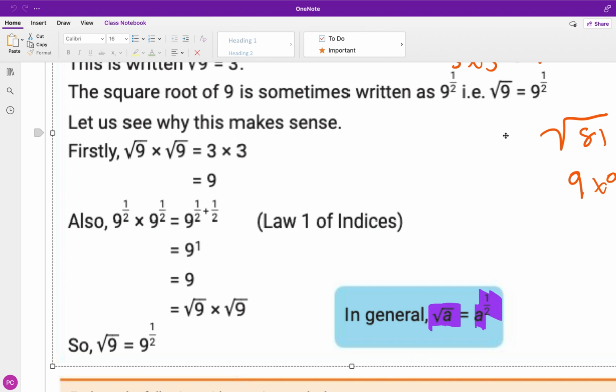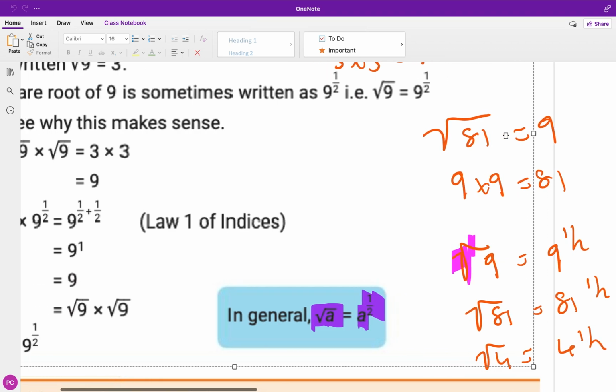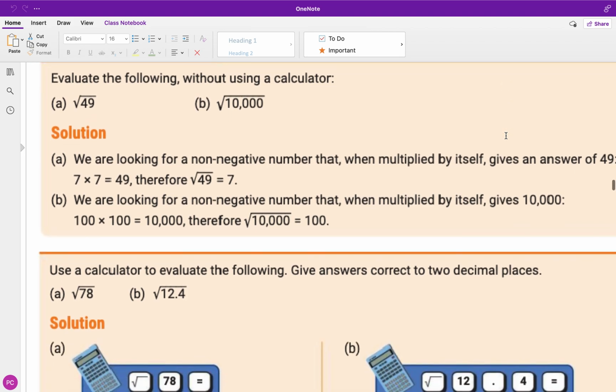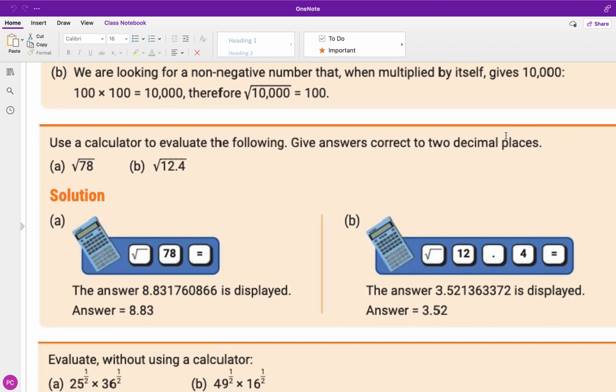So the square root of 9 is equal to 9 to the power of a half. The square root of 81 is equal to 81 to the power of a half. The square root of 4 is equal to 4 to the power of a half. So that's putting things into powers. There's a couple of ways of doing it, with a calculator or without a calculator, and I've put a couple of examples in there. You have a square root button on your calculator. You'll see it, it's a tick, in the small text above the numbers. That one there is your square root.